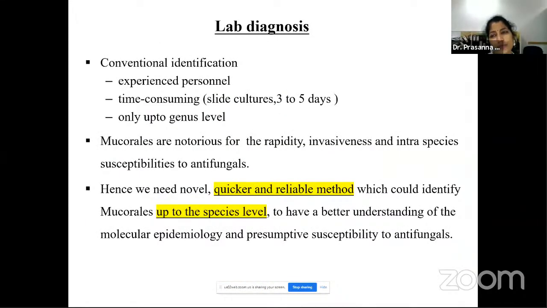The diagnosis of mucormycosis by conventional methods requires experienced personnel and is time consuming, and still the diagnosis can be only up to genus level. Species level identification has its own limitations, and Mucorales are notorious for their rapidity, invasiveness, and interspecies variation in the susceptibility to antifungals. Thus, we need a quicker, reliable method which can identify Mucorales up to species level to have a better understanding of the molecular epidemiology and also presumptive antifungal susceptibility.